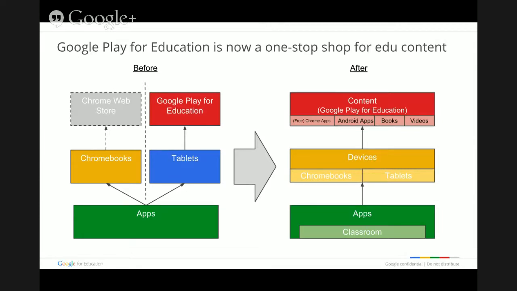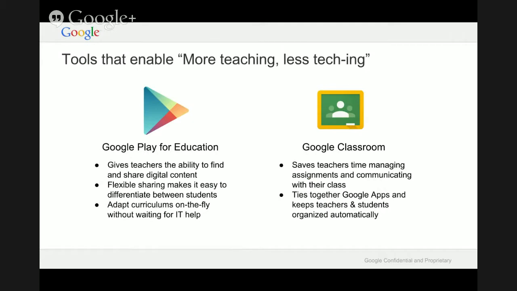So in the past, you had Google Apps as the platform, Chromebooks and tablets that you could use on that platform, and then you had to go to the Chrome Web Store to find Chromebook content or the Play for Education site to find tablet content. But with the new release, there are now Chrome web apps available in the Google Play for Education site. So the Google Play site is on its way to being a one-stop shop for content to use on all Google for Education devices. So what this really means is that through Google for Education, we're providing tools that enable more teaching and less teching for teachers.